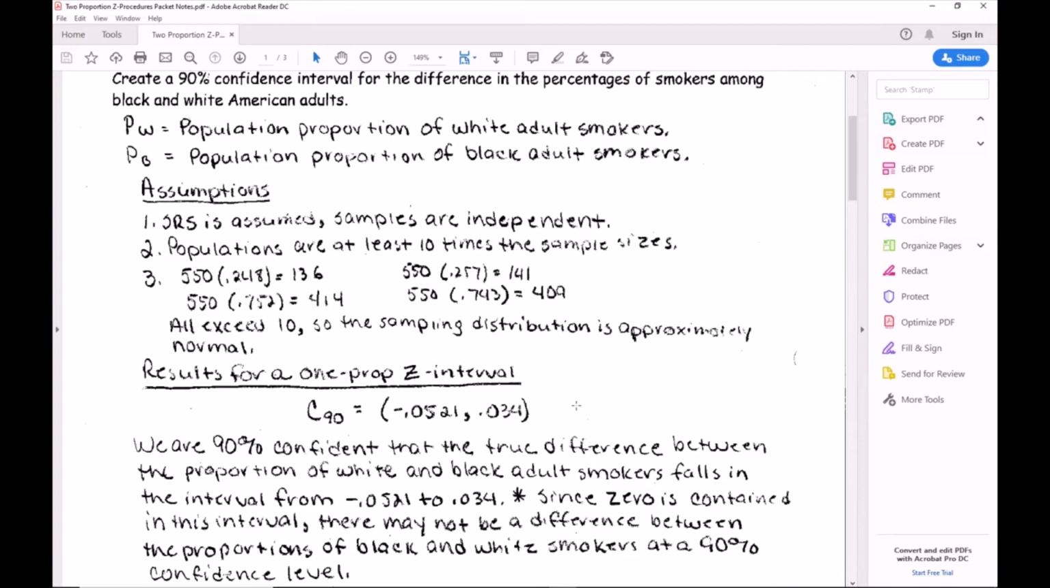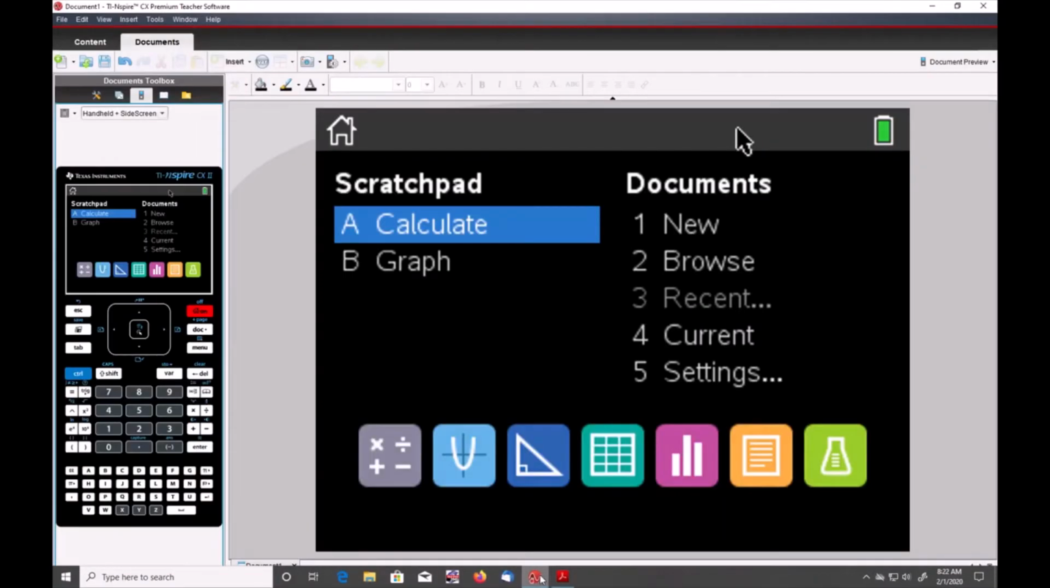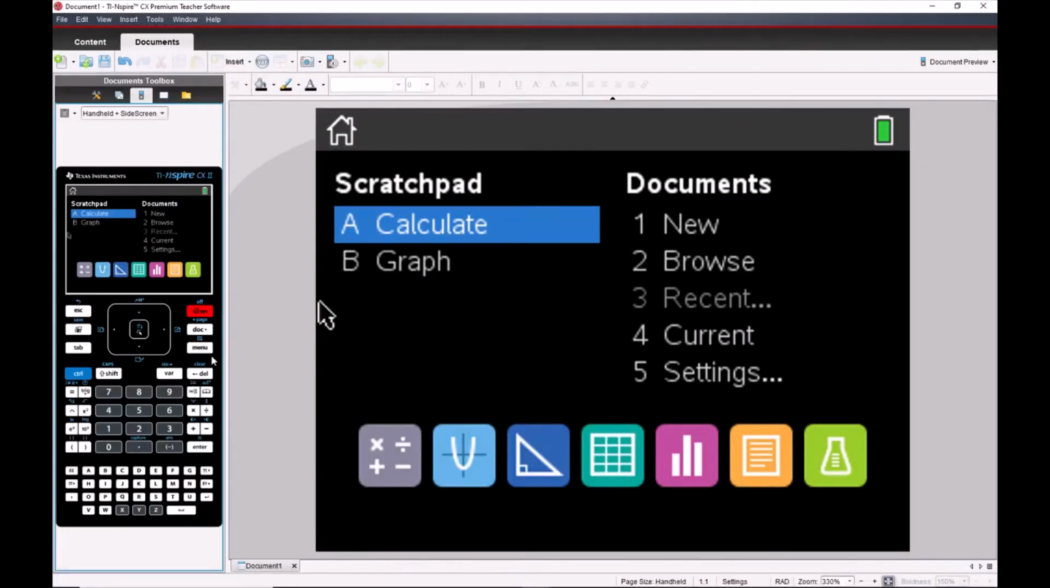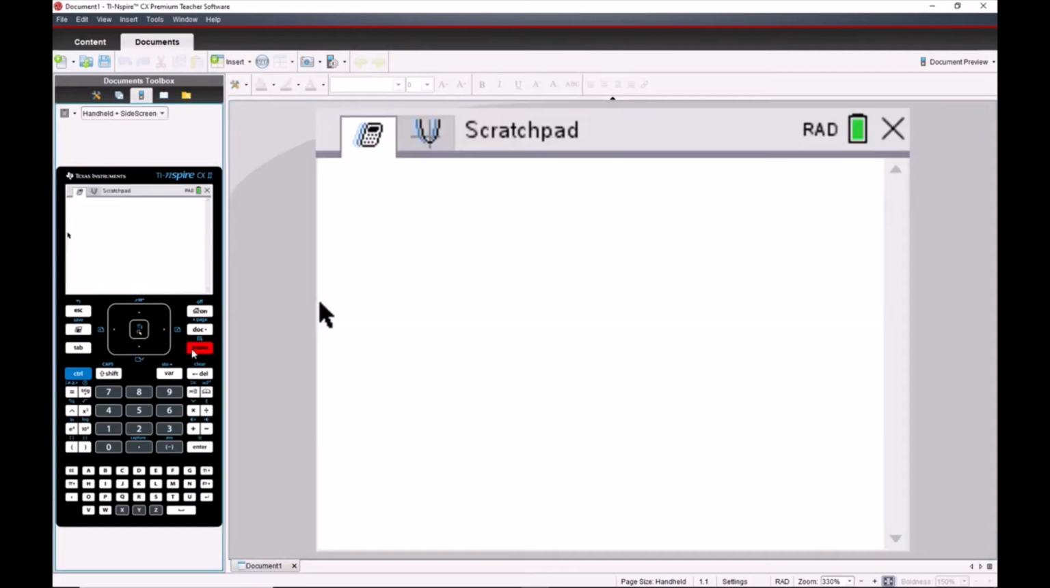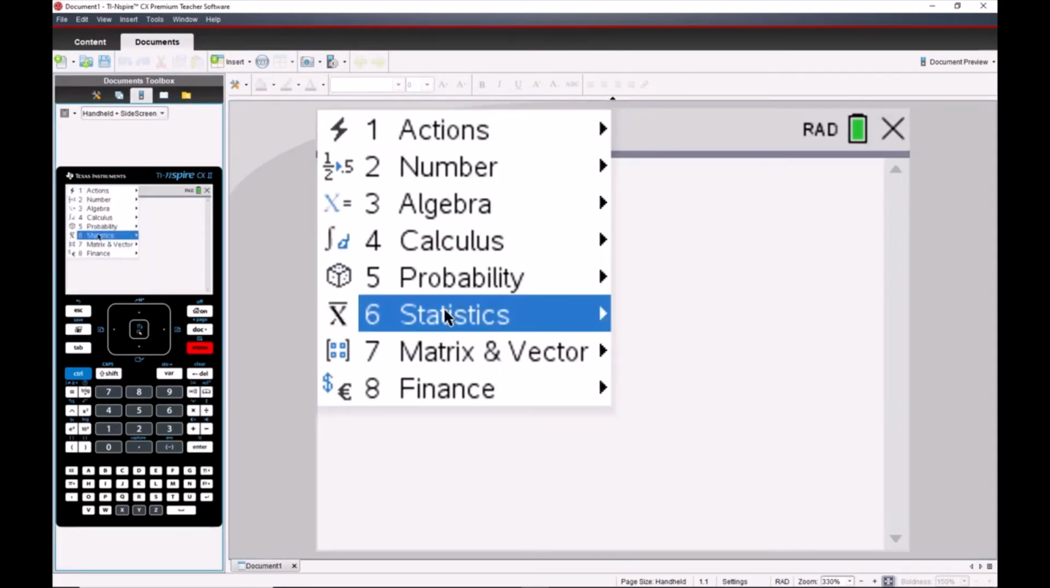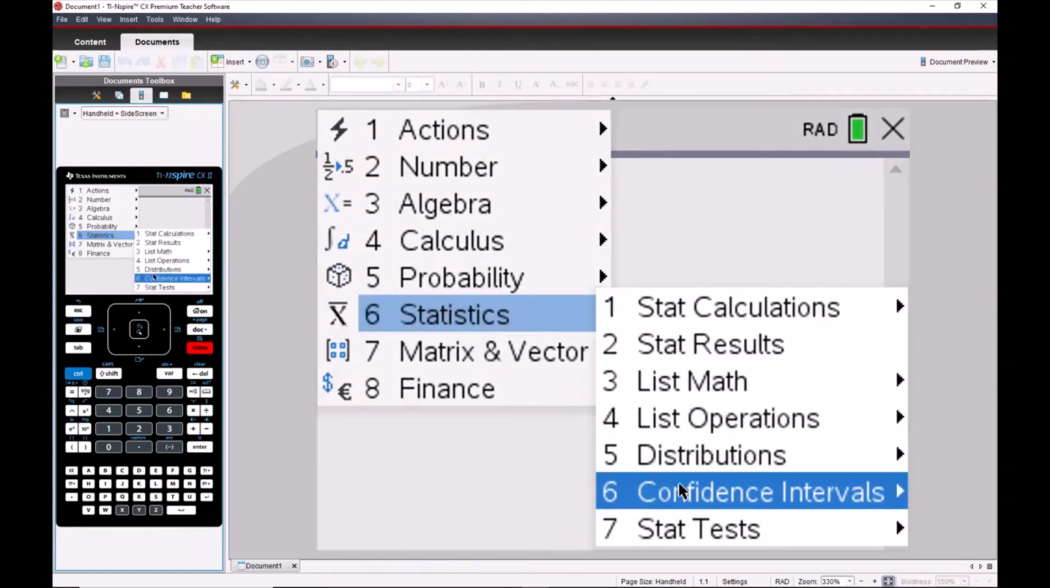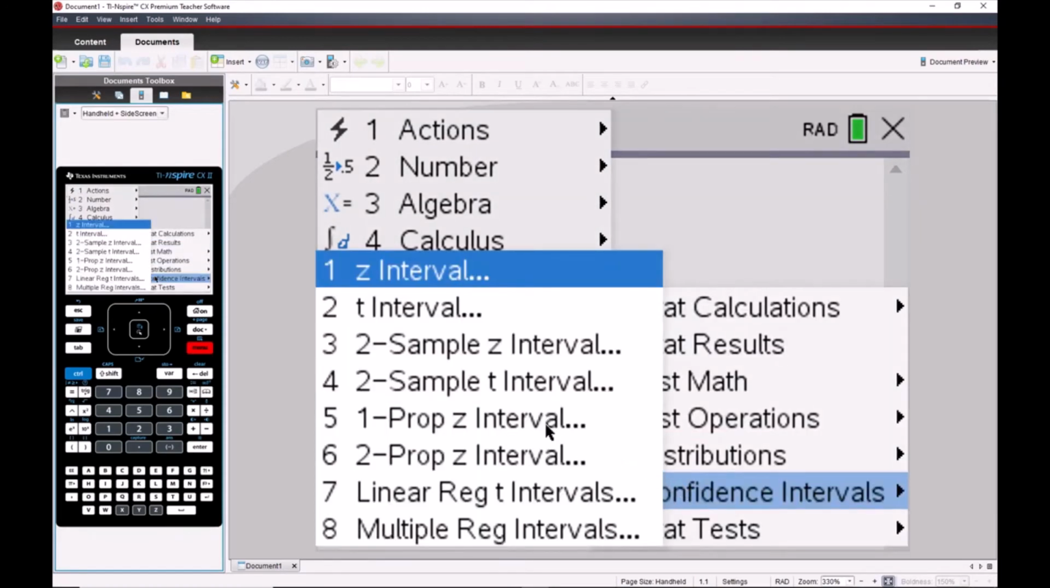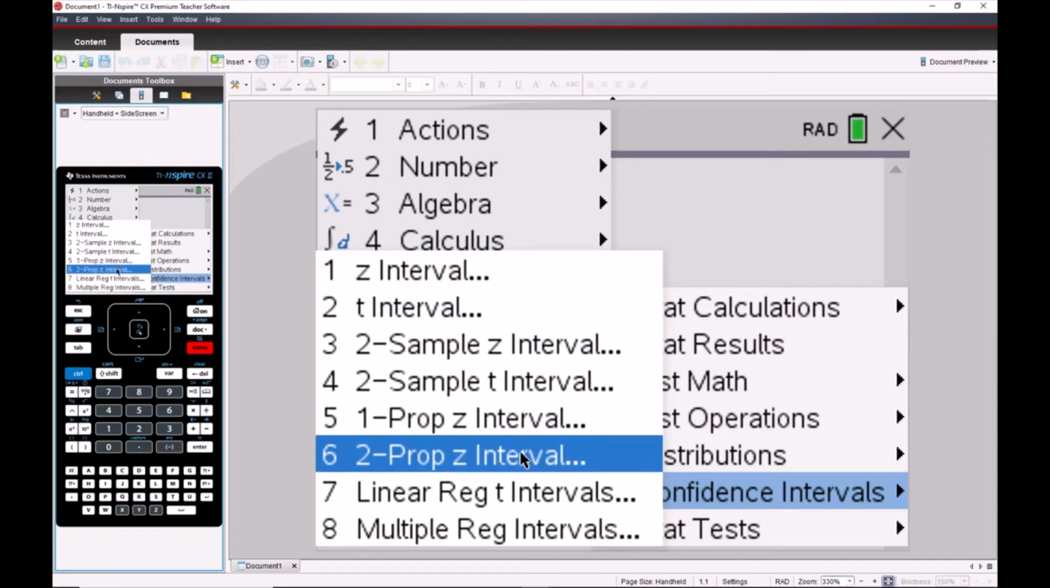And on your quiz, it was like 10 points. So, I mean, if you're not going to write out all your formulas, at least name it. Here is your 90% confidence interval. So let's call this up and let's go to a calculator page and menu, statistics, and confidence intervals, and 2 proportion z intervals.